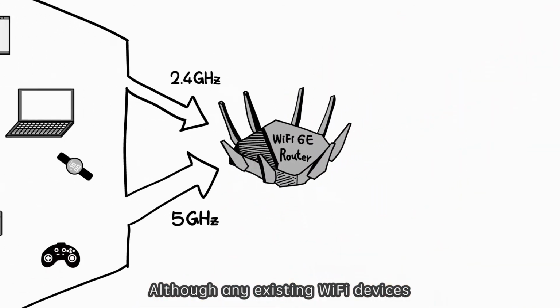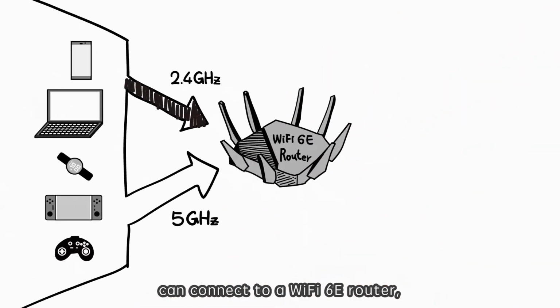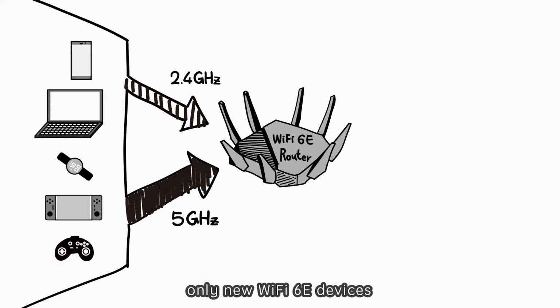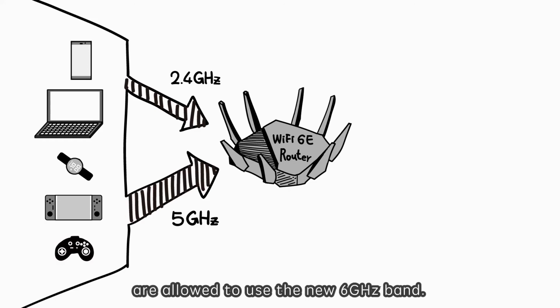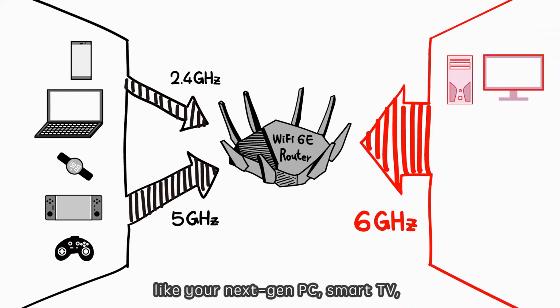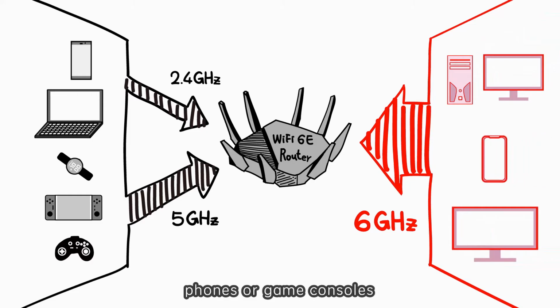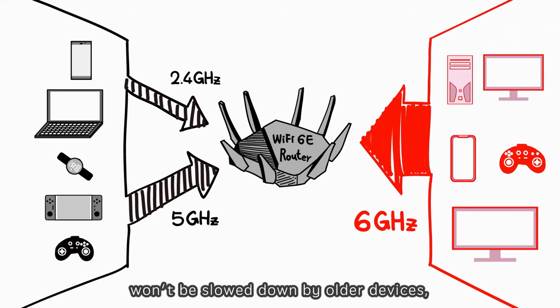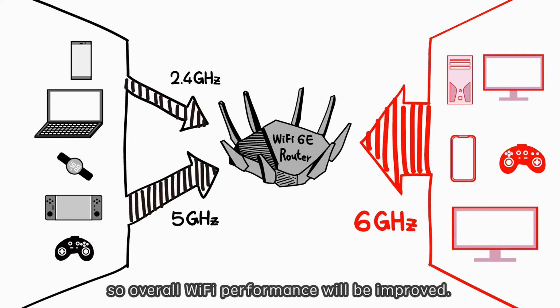Although any existing Wi-Fi devices can connect to a Wi-Fi 6E router, only new Wi-Fi 6E devices are allowed to use the new 6 GHz band. This means that your new Wi-Fi 6E devices, like your Nextgen PC, smart TV, phones, or game consoles, won't be slowed down by older devices, so overall Wi-Fi performance will be improved.